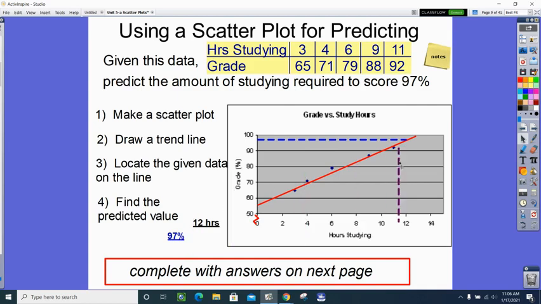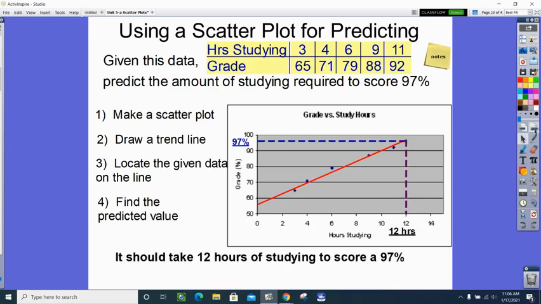Now I'm going to draw down from that point on the trend line, and when I come down here, I can find my answer, which in this case would be 12 hours. So to get the 97%, according to my past data, I'm going to need to study 12 hours. This is what we just did. That's what a trend line does. It allows you to make predictions into the future about what is going to happen with whatever two sets of data you are looking at.